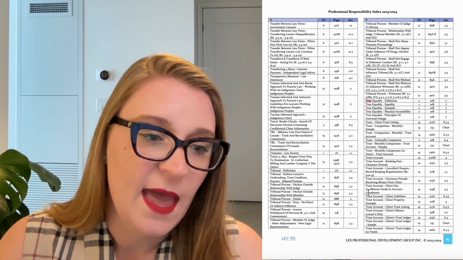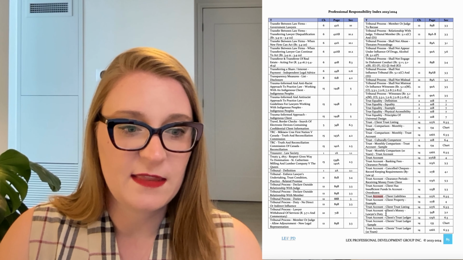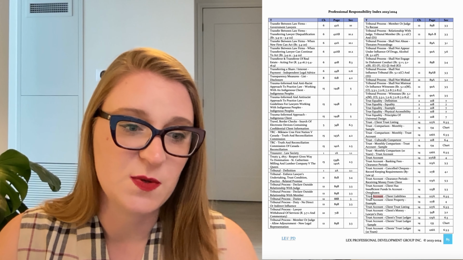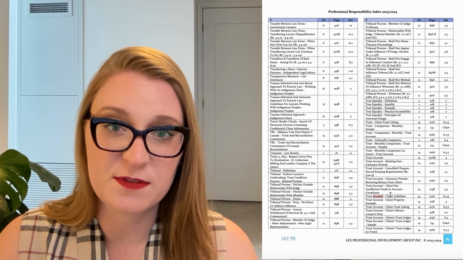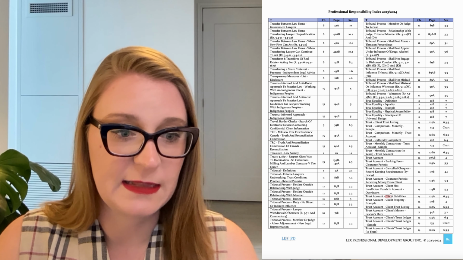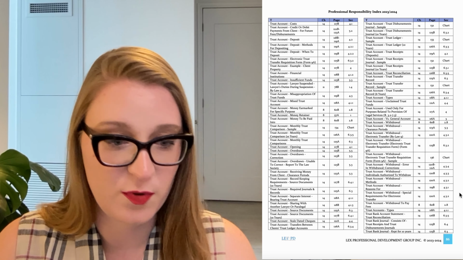There we go. And I said it's going to be misappropriation of funds. So that's going to be what we call a qualifier on the term trust account. It's going to be the letter starting after this dash here, which here is trust account dash C, client liabilities. So we need to scroll down until I get to trust account dash M for misappropriation.